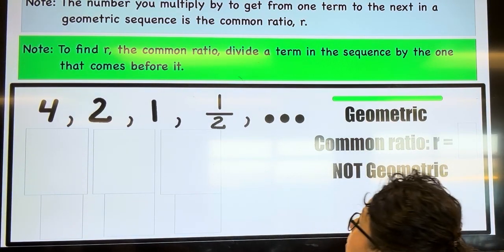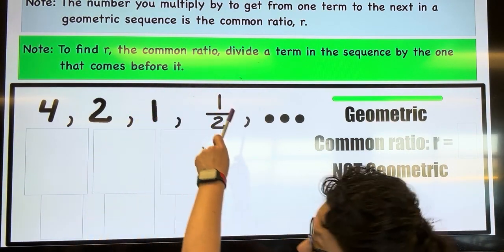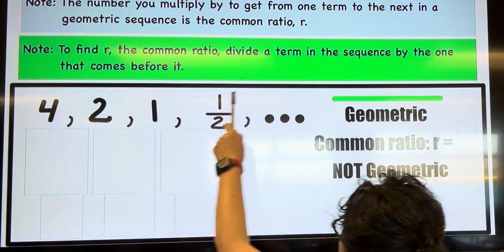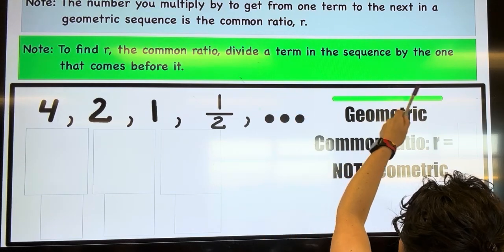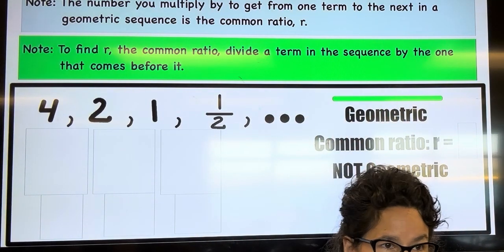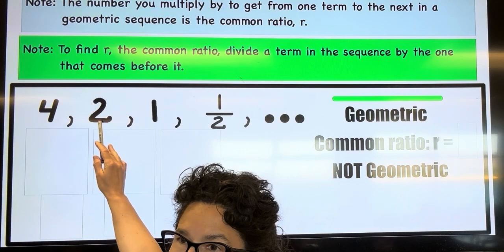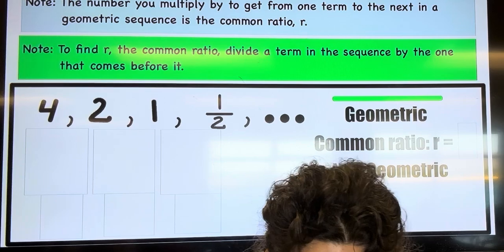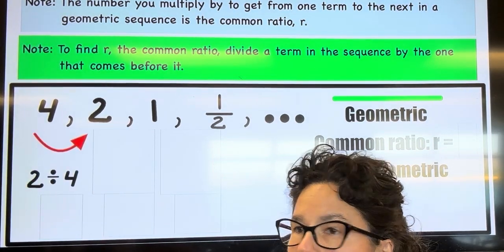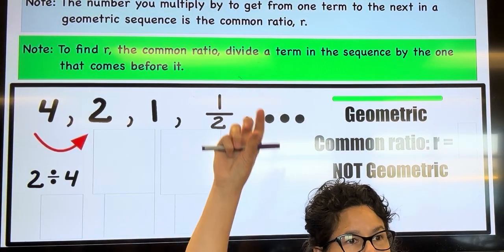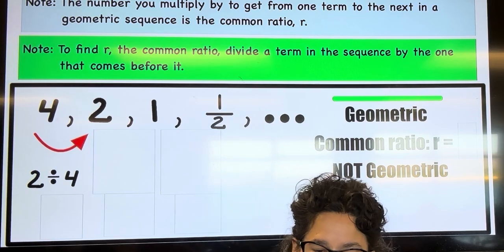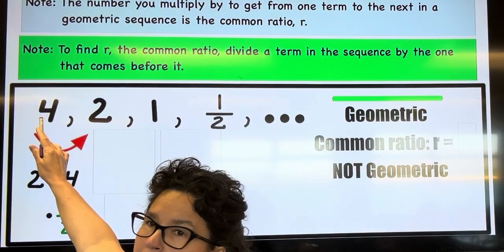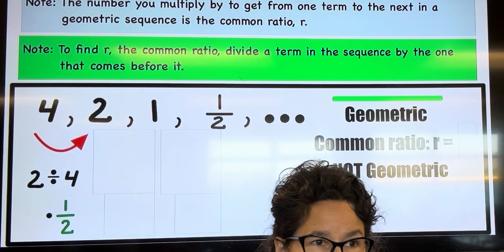It's good to know that if you want to find the common ratio, which means what you multiplied by to get from one to the next, you're going to divide a term in the sequence by the one that comes before it. So in this one here, I would take 2 and divide it by the one that came before it. So 2 divided by 4. Now if I make a fraction out of that, that's 2 over 4. And 2 over 4 simplifies to 1/2. So in other words, I multiplied 4 by 1/2 to get to 2.